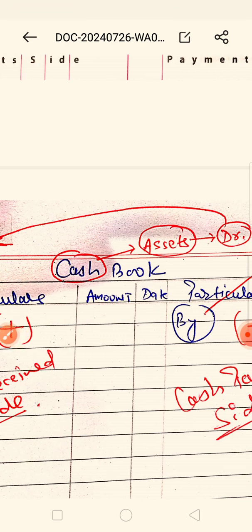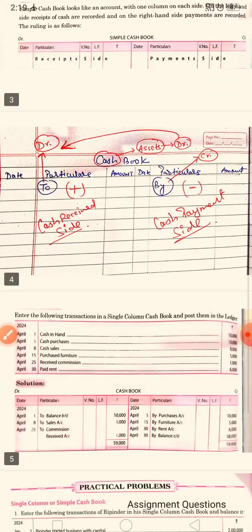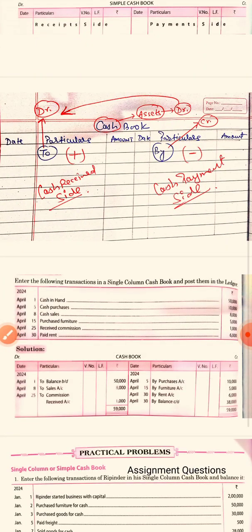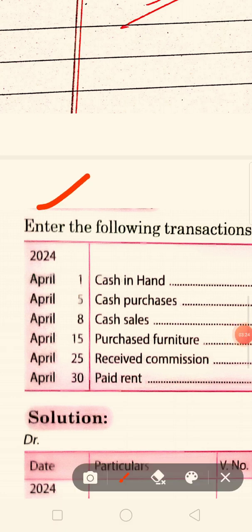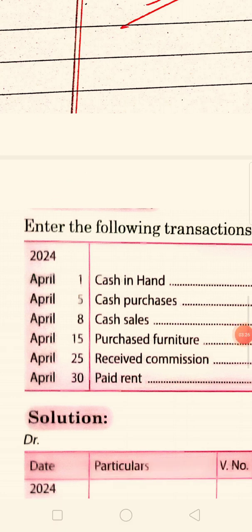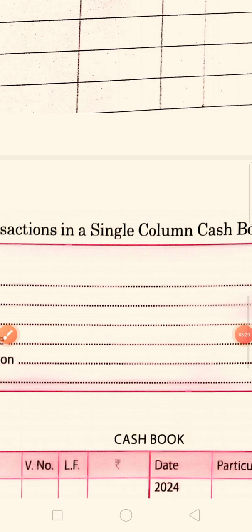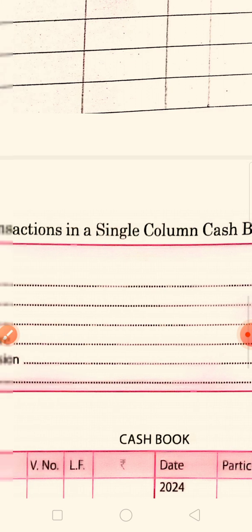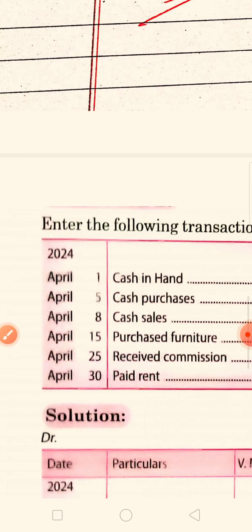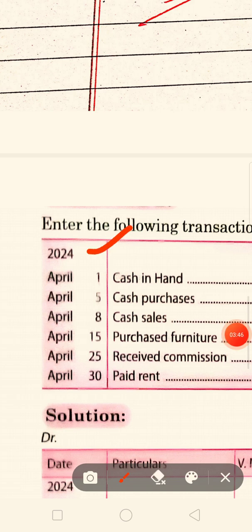Now, my dear student, this is a format, and according to this format, now we are discussing one question, my dear student. From the beginning it is written, enter the following transactions in a single column cash book. My dear student, single column cash book. In other words we can say this is a simple cash book. A single column cash book and a simple cash book are the same thing, my dear student. Now first of all we are coming to the first dealing and transaction, my dear student. The date is 1st April 2024.